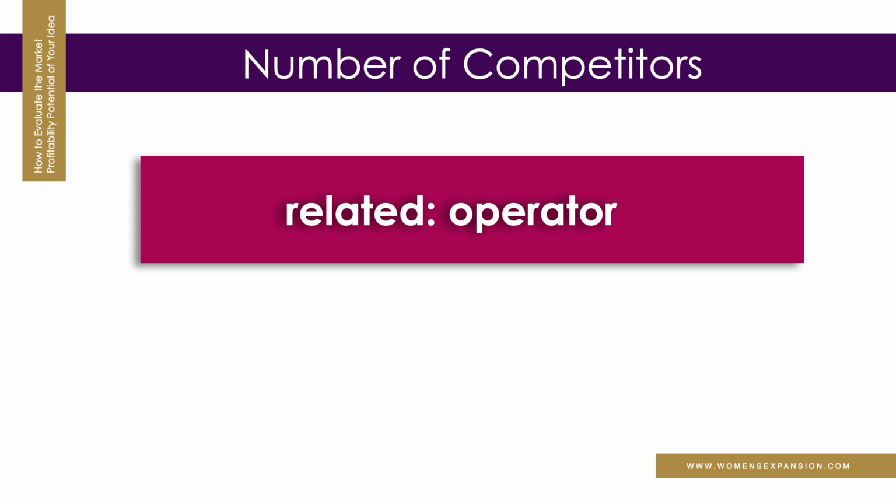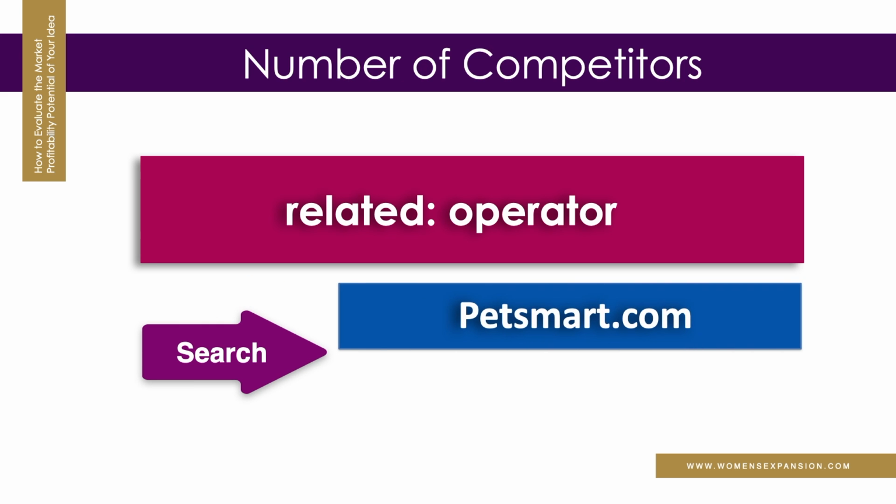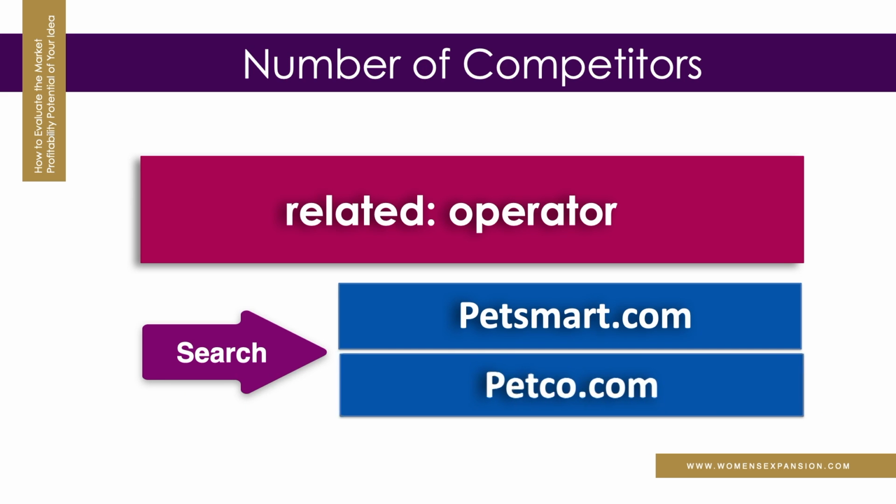Sometimes, you won't get any results for a website that you enter using the related operator. For example, PetSmart.com does not return any results, which is okay. Simply use another in the list. For example, try Petco.com, which does return results.